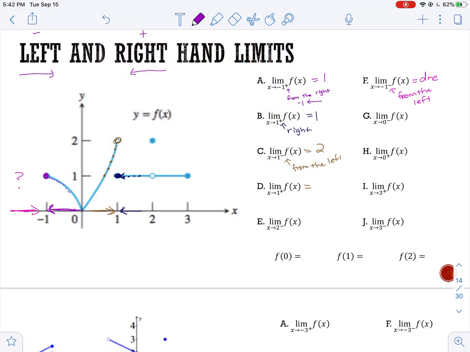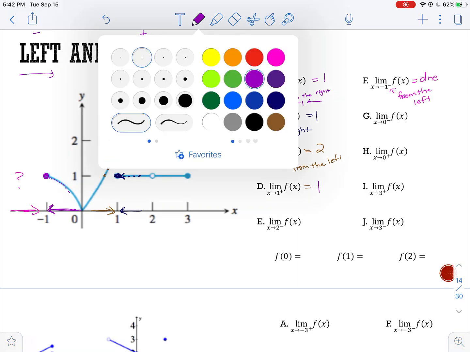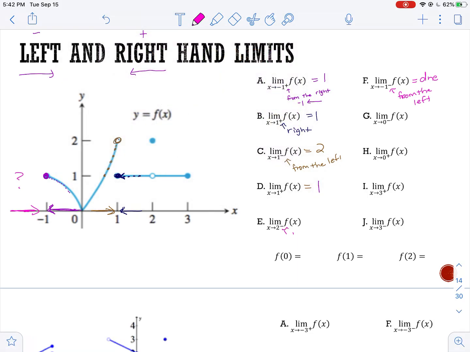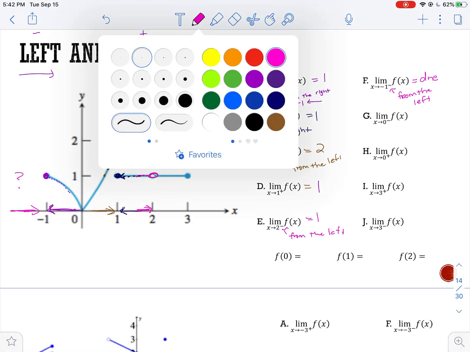So what is the limit as I'm approaching 1 from the right? We already did. That was 1. What's the limit as I'm approaching 2 from the left? So here is 2, and that little negative sign means from the left. So on the left-hand side of 2, I'm coming this way. And so I'm going to follow this little piece, and that's going to be at a height of 1.